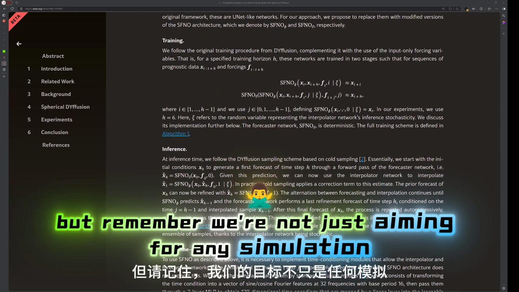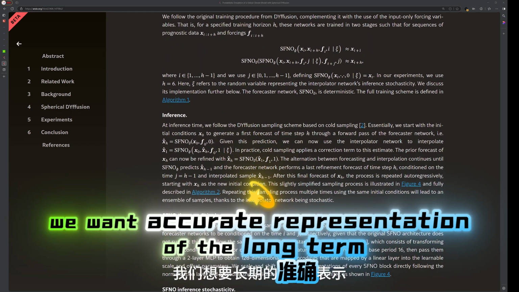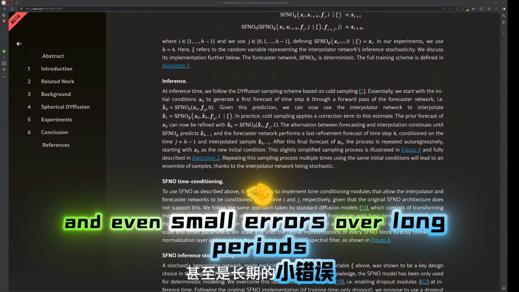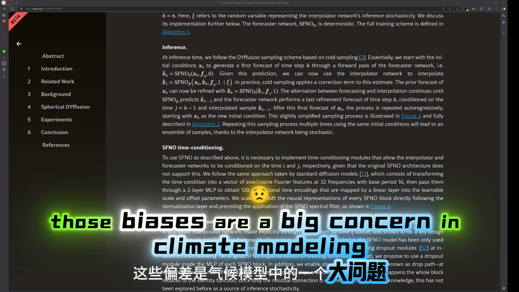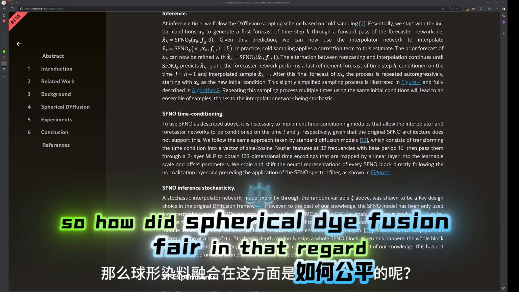But remember, we're not just aiming for any simulation. We want accurate representation of the long-term average climate. And even small errors over long periods can lead to significant biases in our projections. Right, those biases are a big concern in climate modeling. So how did spherical DYffusion fare in that regard?